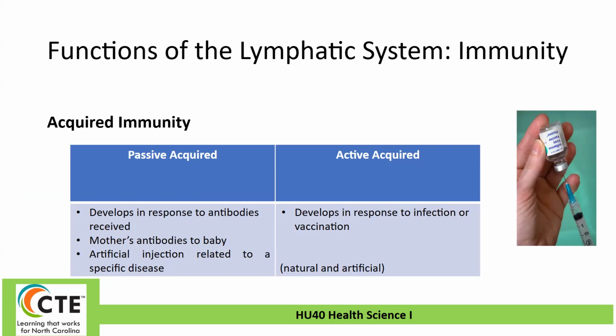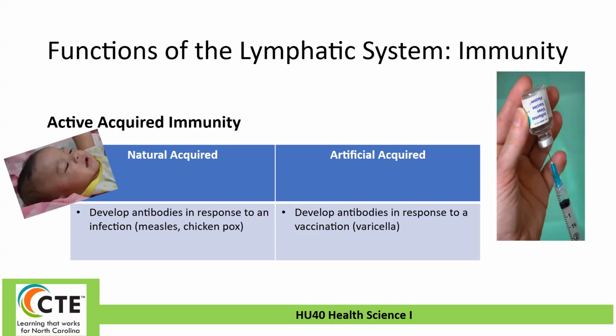Our active acquired is going to break down into two more: natural and artificial. Natural acquired is developed antibodies in response to that infection, like I was saying, like the chicken pox. That's natural acquired. But artificial acquired is developed antibodies in response to a vaccination. So a lot of those shots, vaccines, the COVID vaccine, the flu shot, they're putting that into your body and having the body create a defense system to that.